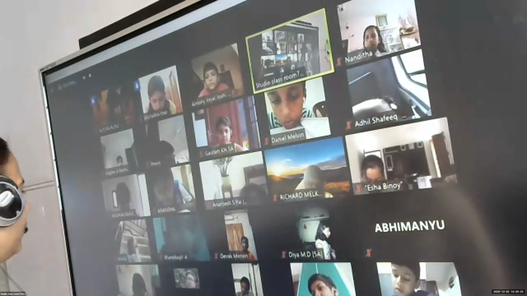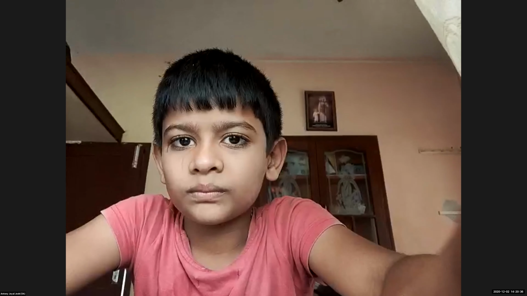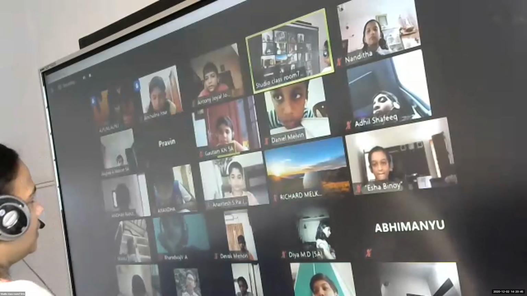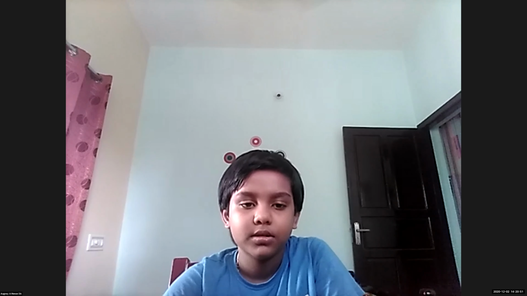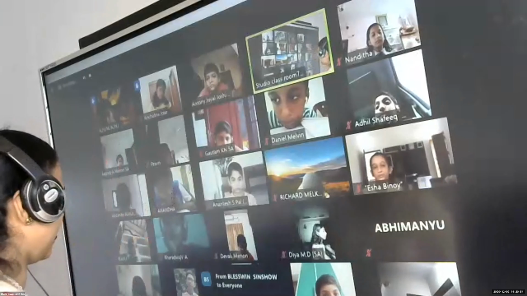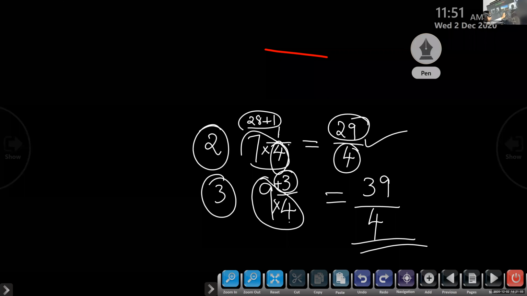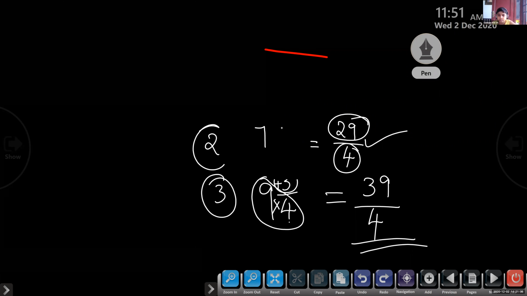So Anthony was asking whether we can go back from improper to mixed fraction. Have you learned that in the last class? Ma'am, we should divide. Agni is saying the answer. Yes, Agni. We should divide the improper fraction. So we will do the same example here. All of you please mute and listen carefully. What was the answer here? 7 and 1 by 4. Anthony, listen carefully. We are going to do that now. 7 and 1 by 4 is the fraction given. So we made that into 29 by 4.